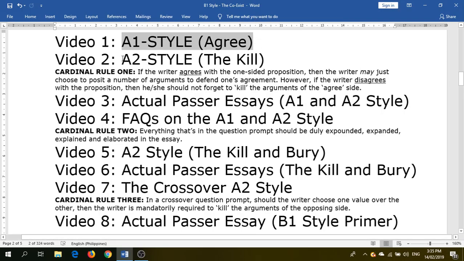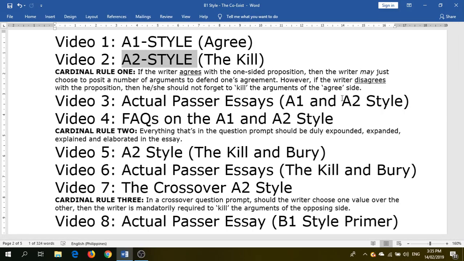Jumping to video 2, we came up with the A2 style, wherein the writer will now disagree with the one-sided proposition. And as we learned in that video, you just cannot flat out argue or disagree. What you have to do is perform the kill, a two-step process wherein you first mention the arguments of the agree side and then kill these arguments afterwards.